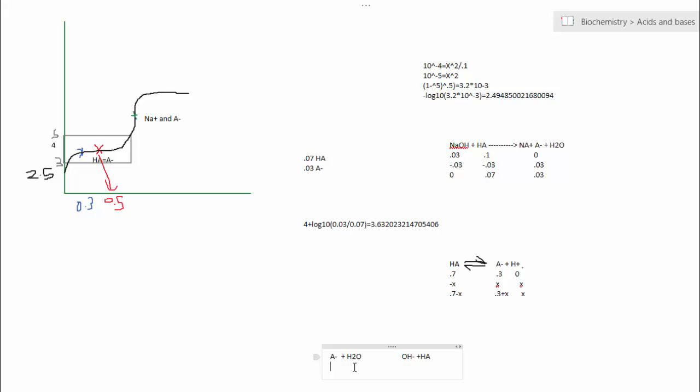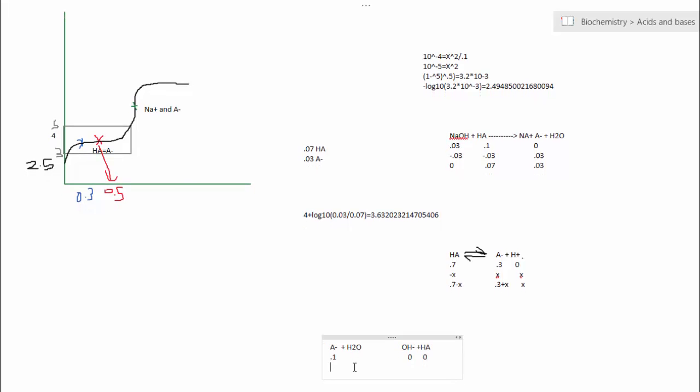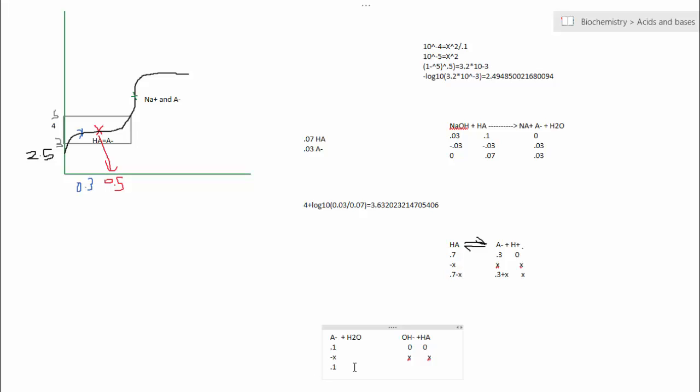So the initial will be 0.1, the water is in excess, so OH minus will be 0, and HA will be 0. We are not having the acid here. The change would be minus x, plus x, plus x, and here we will have 0.1 minus x, x, x. I'm going to draw the arrows here, and solve it as any problem of acids and bases.